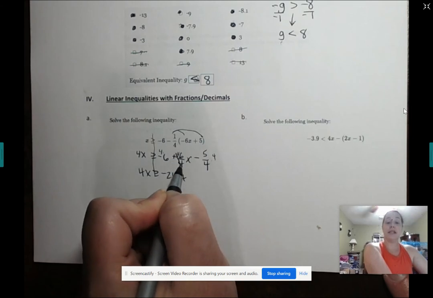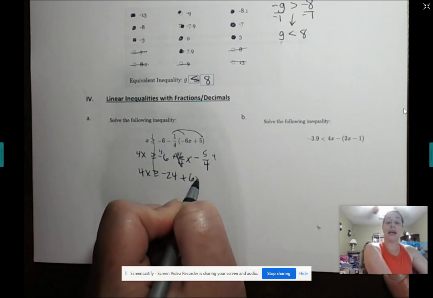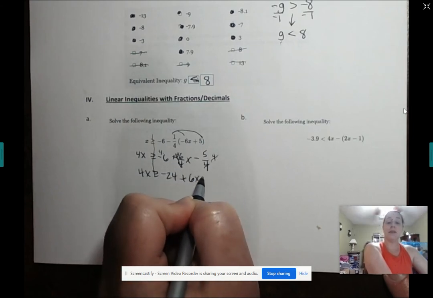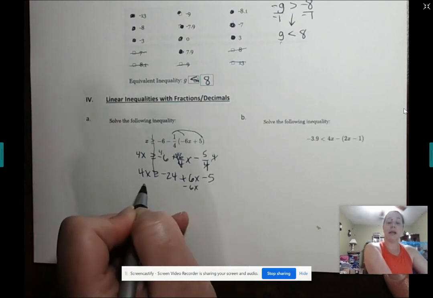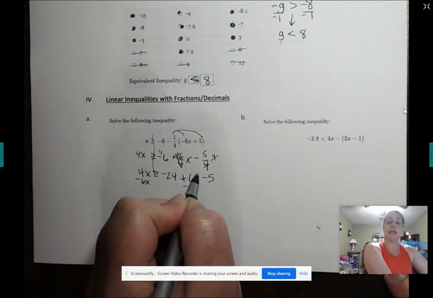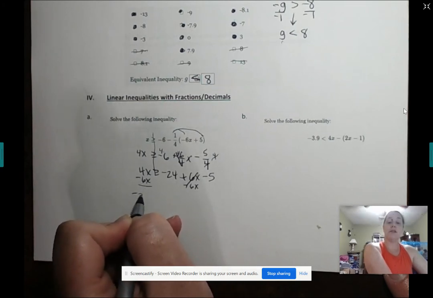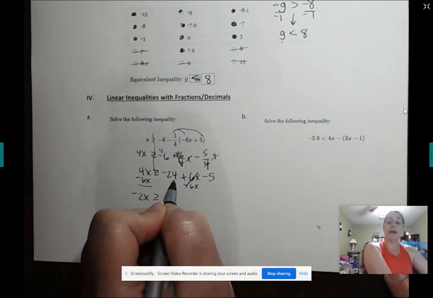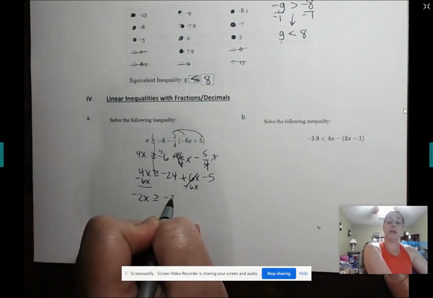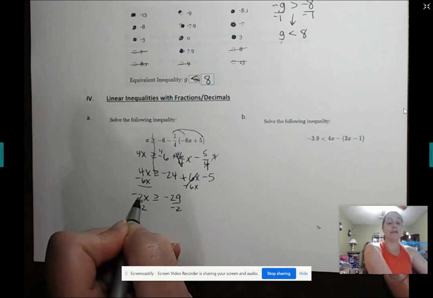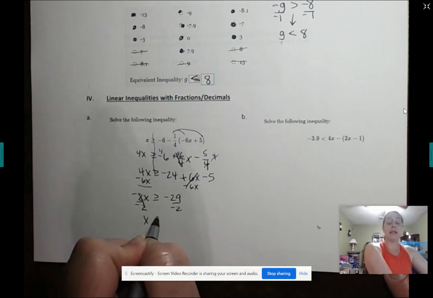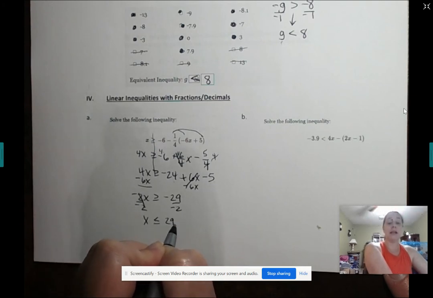So those 4's cancel out. This becomes a 6x. These 4's cancel out. This becomes a minus 5. And now I'm just going to combine my x's on one side. That'll be negative 2x. And I'm going to combine these two numbers, which would be negative 29. And I'll divide by a negative. I divide by a negative with an inequality, so that means I have to flip the sign.